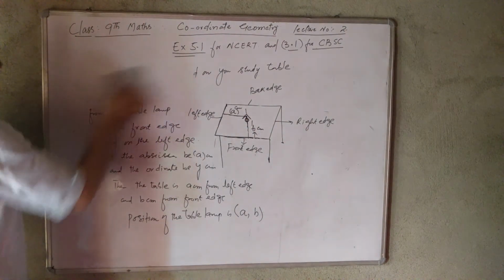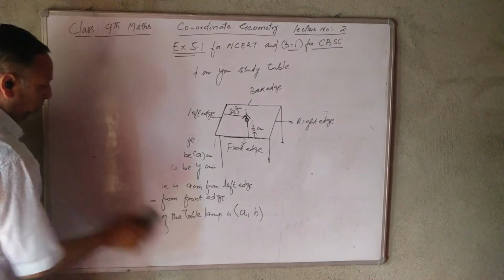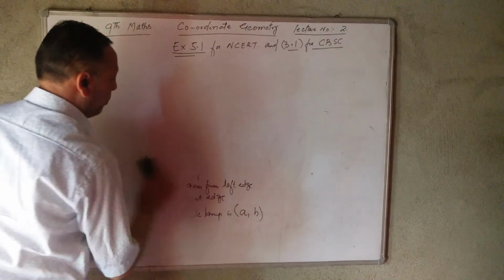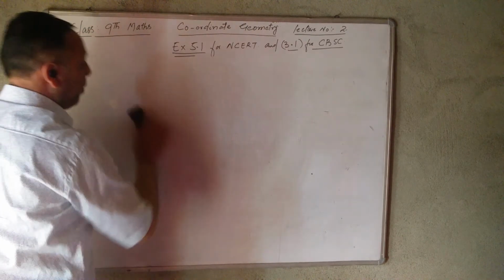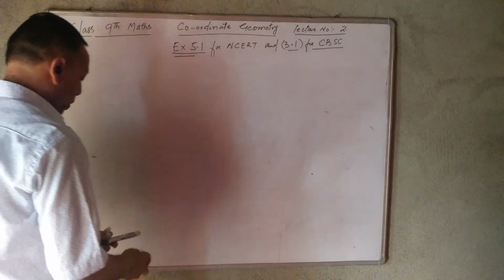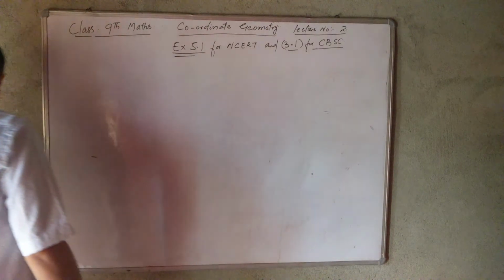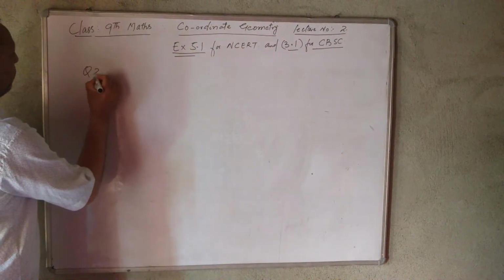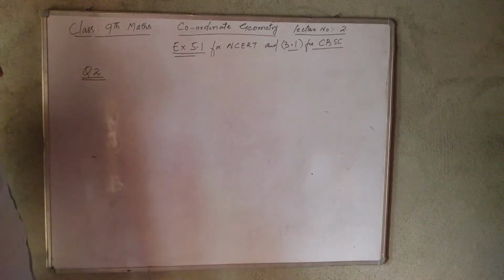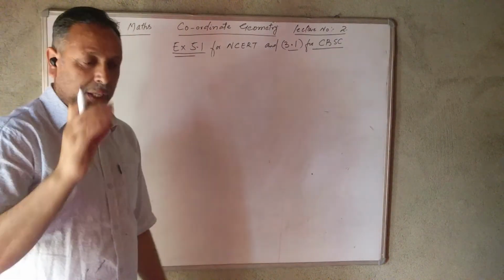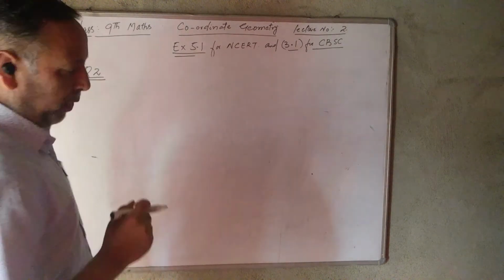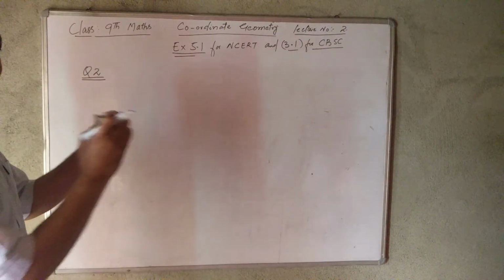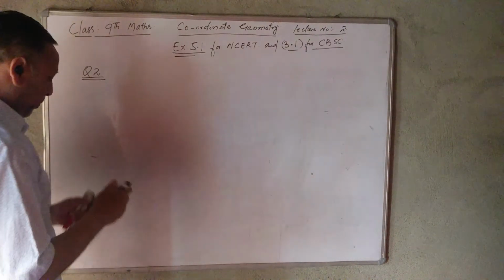Now question number 2. In your question number 2, a straight plan is given having two main streets which cross each other in the center of the city at right angles.